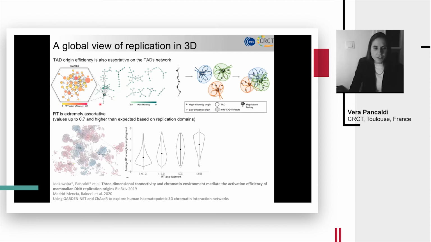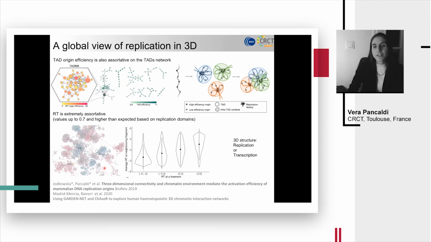And this brought us to some other findings we had in our GardenNet paper, where we saw that, of course, replication timing is extremely assortative. This was not really a surprise because, as I said, it's been known for years that replication is highly associated to TAD structure. But we were able to show that if you don't even consider TADs and just look at the assortativity of the RT value, it is very, very high. So there are literally domains of early replication and late replication.